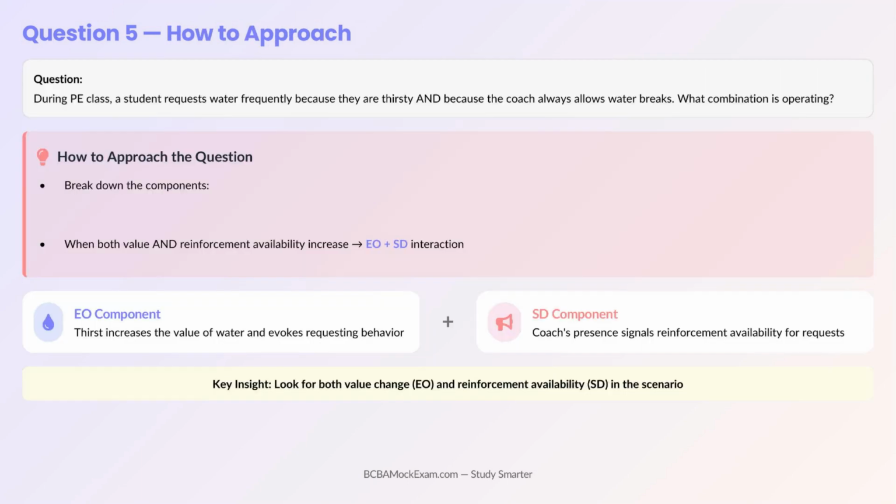To approach this question, break the scenario into two components. Thirst is an EO because it increases the value of water and evokes requesting. The coach reinforces water requests consistently, which makes the coach an SD. The page explains that when both value and reinforcement availability increase together, the scenario reflects EO combined with SD. The key insight is identifying a value shift and a reinforcement signal in the same situation.